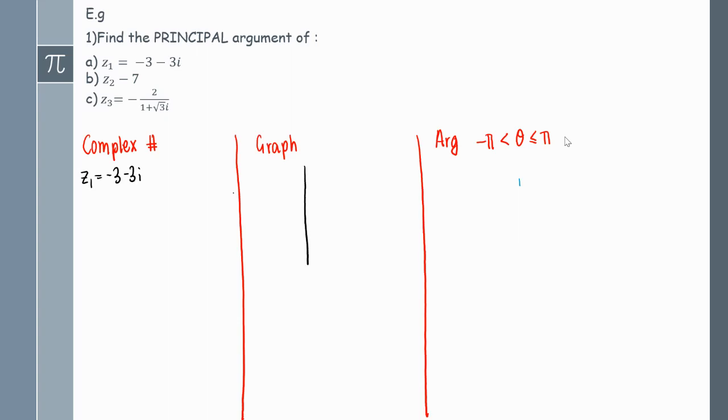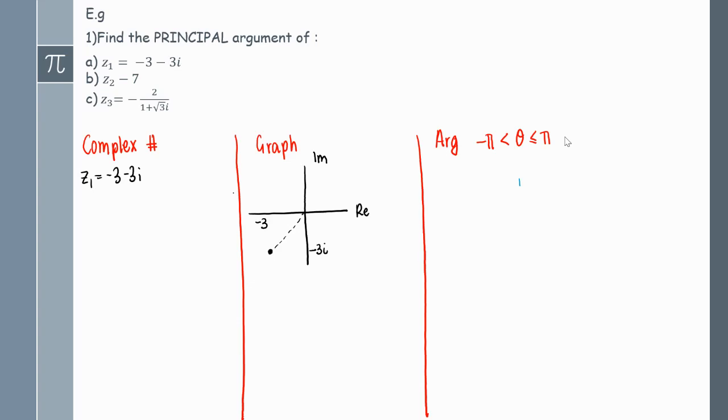So if I have z1 equals minus 3 minus 3i, the first thing I do is I draw a little graph of that. We have minus 3 on the real axis, and we also have conveniently minus 3 on the imaginary axis. So here's my dot, my complex number z1. I'm just going to draw a little line in that will help me.